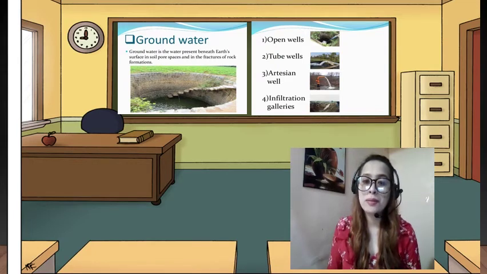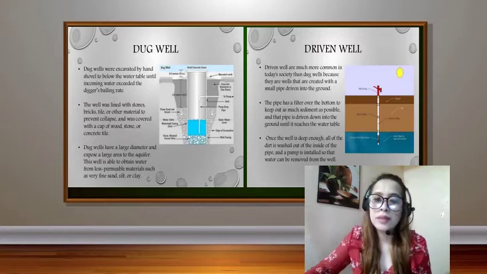So they could be described in the following. You have the open wells, the tube wells, the artesian wells, and the infiltration. One of the common examples of the source of water in groundwater are the driven well and dug well. Driven wells are much more common in today's society.